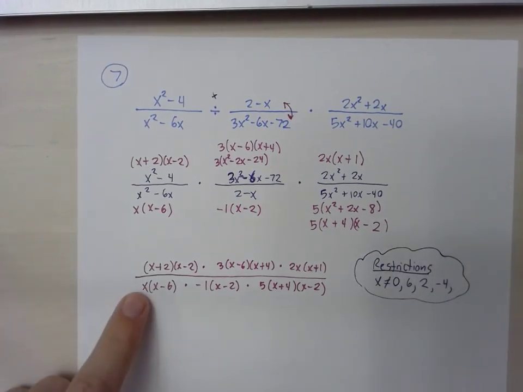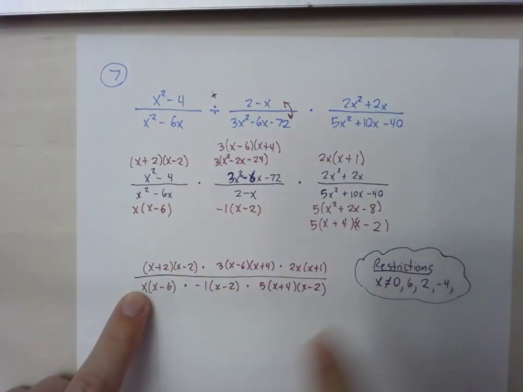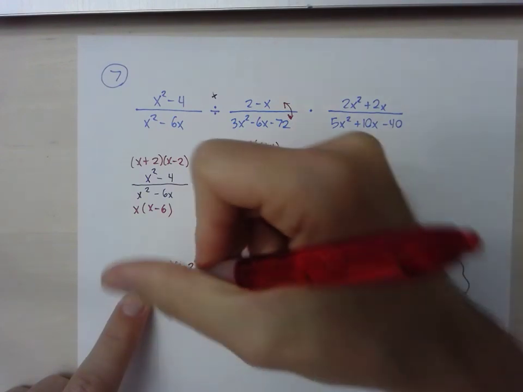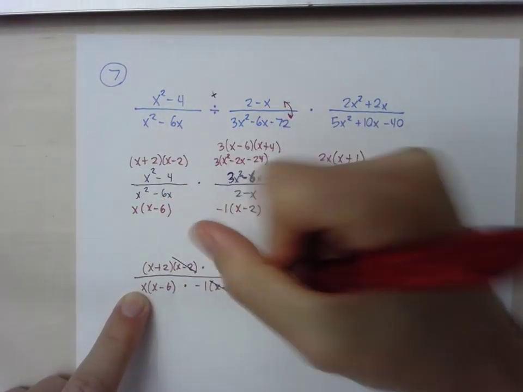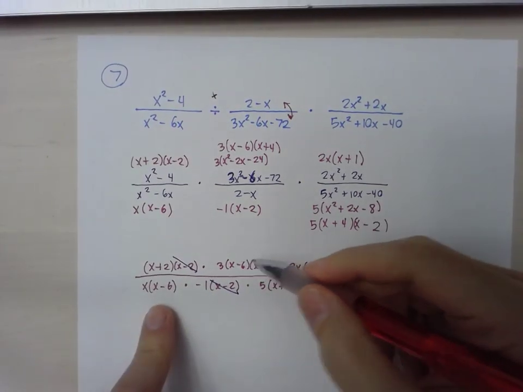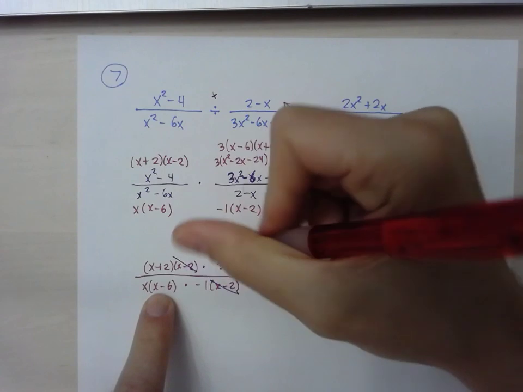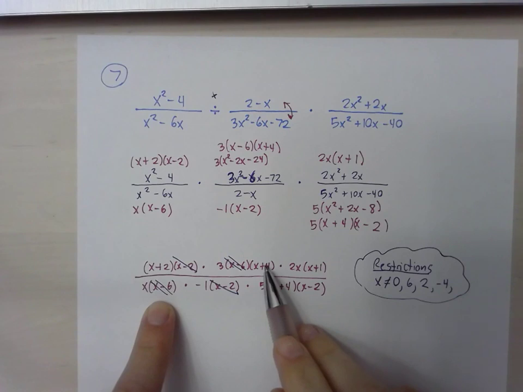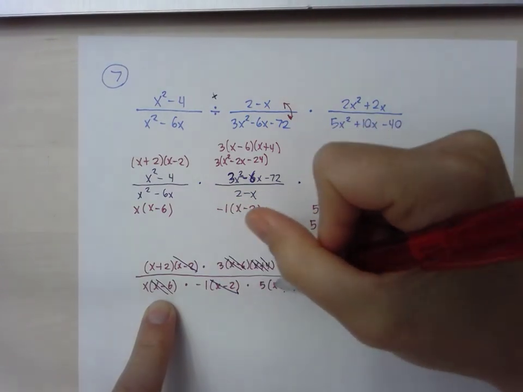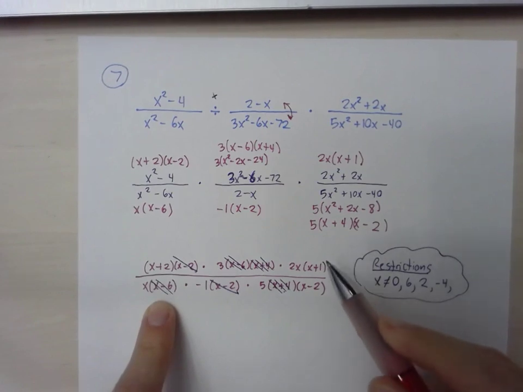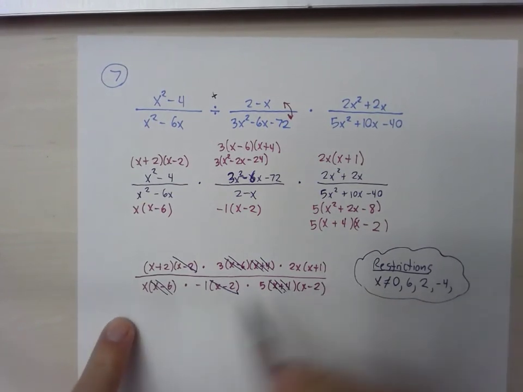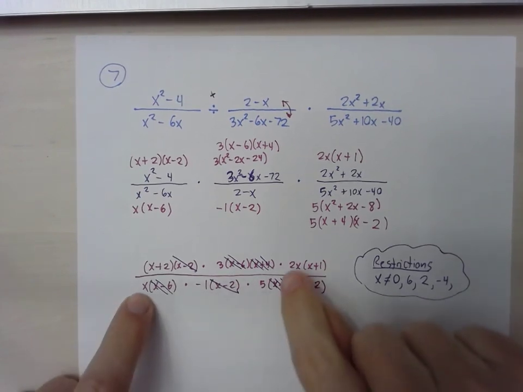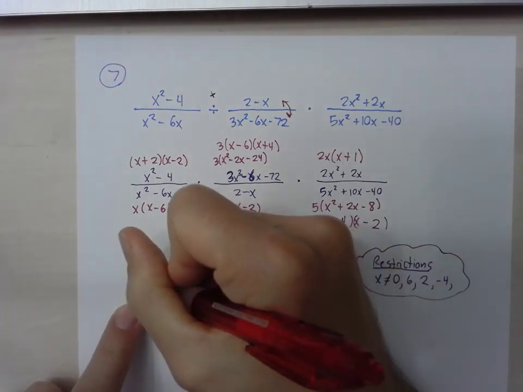Now let's look for things to cancel out. Let's see, I have an x minus 2 here, x plus 2. I don't have an x plus 2 on the bottom. So x minus 2, let's get rid of that one. I have an x minus 6 there and there. Those are gone. Let's see, I have an x plus 4. No x plus 1, no x minus 2. I have a 3 times 2x and an x. Oh, I have an x on the outsides here, so those x can cancel out.